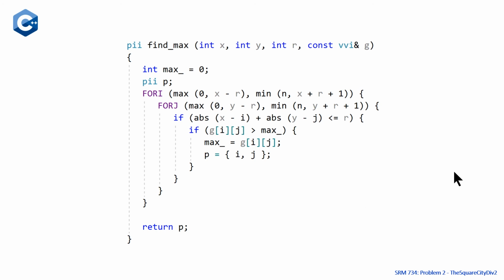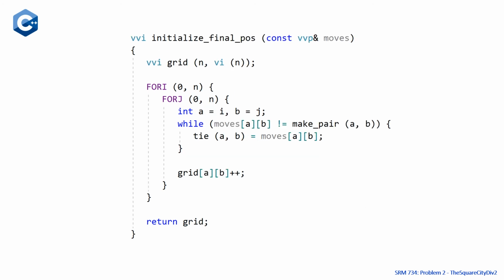So that covers our first two functions, and then our third function is initialize final position. And so what we're going to be doing here, this is similar to a quick union algorithm, but basically we're initializing a grid to store where everyone ends up. And then for each of our starting elements, we're setting them equal to these locals A and B. And then we're basically just checking, do the coordinates that are stored in our vector of pairs of integers at moves, are they equal to our current coordinates? And if they're not, then we basically want to take the coordinates that are stored in moves and then reset them to our new coordinates.